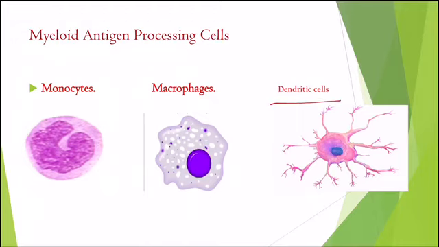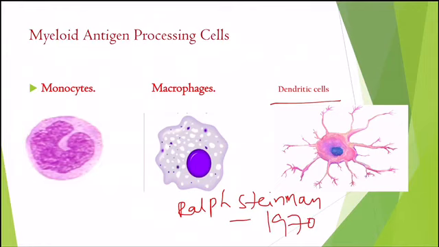Next one is dendritic cells. The dendritic cells were discovered by Ralph Steinman in 1970. These are the major professional antigen presenting cells. They are highly pleomorphic, that means they exist in many shapes, with a small central body and long needle-like projections resembling the dendrites of nerve cells. That is why they are called dendritic cells.